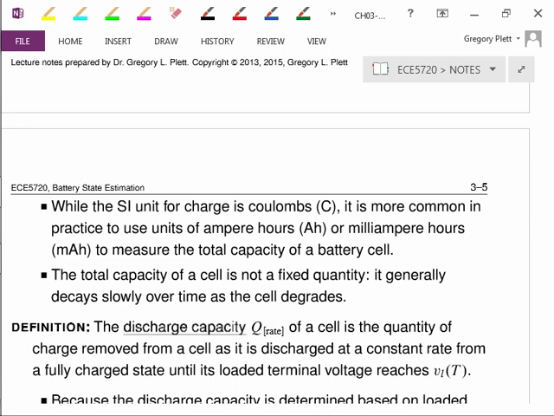The total capacity of a cell is not a fixed quantity. We'd like to think it is, but it generally decays slowly over time as the cell degrades. So at any point in time, the capacity is not a function of temperature, it's not a function of state of charge, it's not a function of anything. The capacity, if you go back and you think about it, is going to be Δθ times c_s,max. It's the window of concentration that I can use inside of the electrode itself.